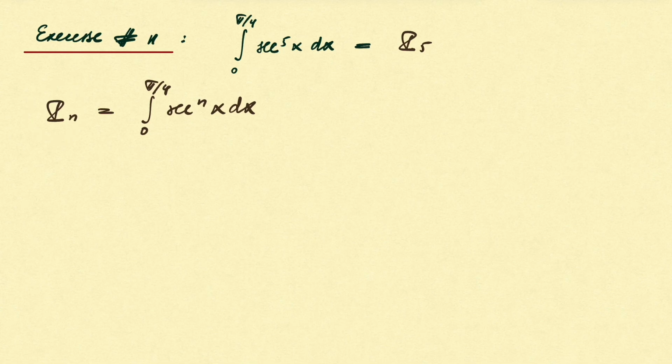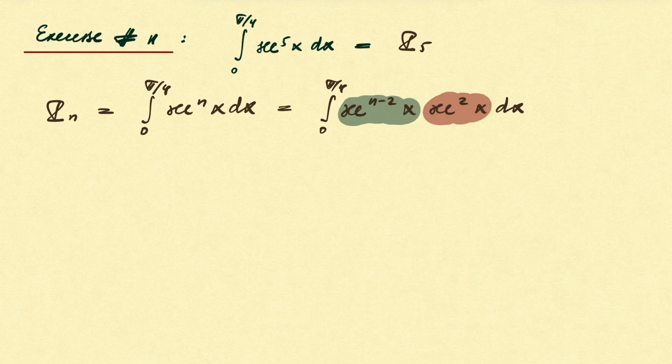Alright, let's just use that idea I proposed earlier, namely we can write this as the integral from 0 to pi over 4 of secant to the n minus 2 of x times secant squared x dx, and here we can use integration by parts. We have secant to the n minus 2 of x and secant squared x dx.